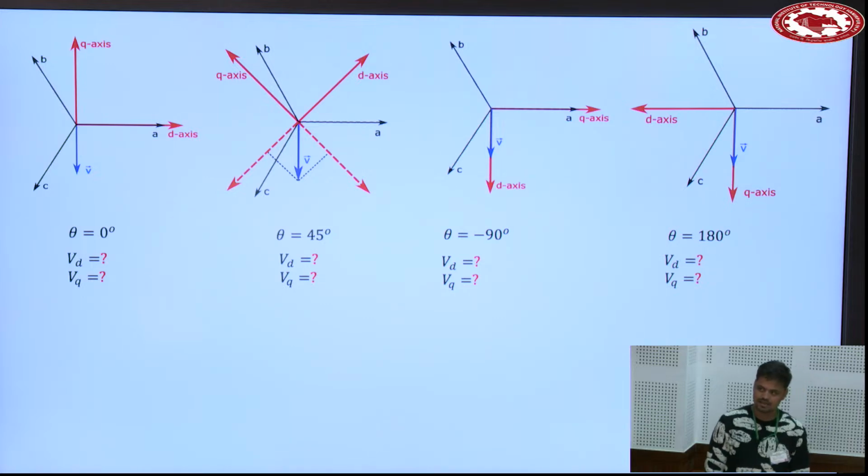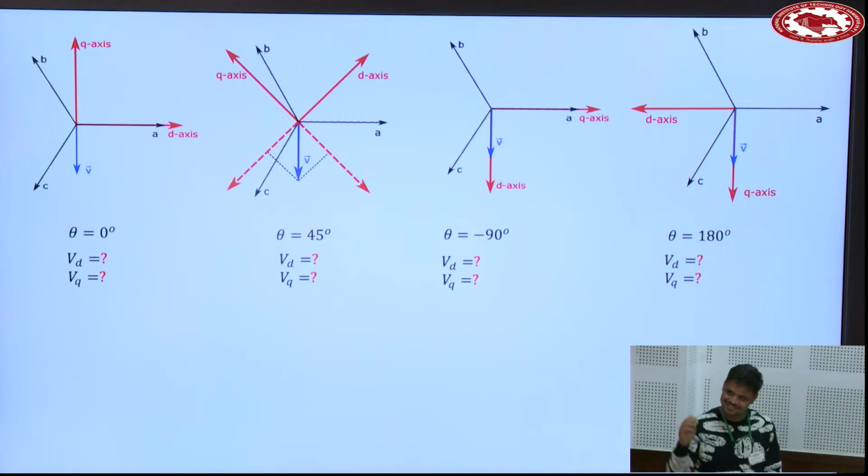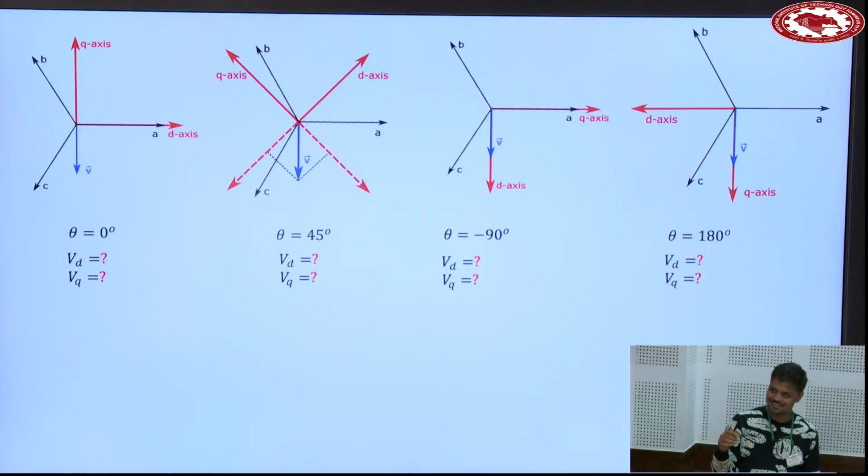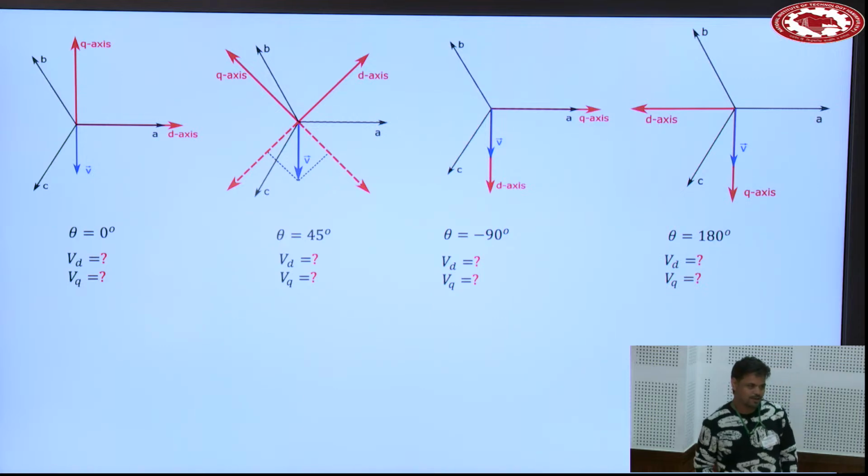Case number 3. You have placed your D axis 90 degrees behind the A phase axis. What will be D? What will be Q? VQ will be 0. VD will be the positive peak of the voltage. In the second last case, I have simply drawn it, you will never see this case: 180 degrees aligned from A phase. But okay, VD will be 0 and VQ will be the positive peak of the voltage.